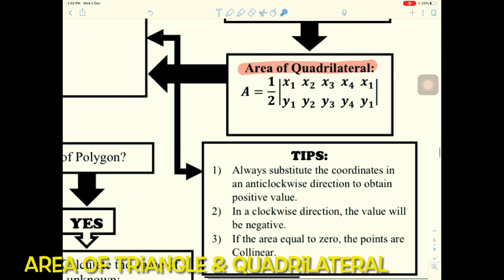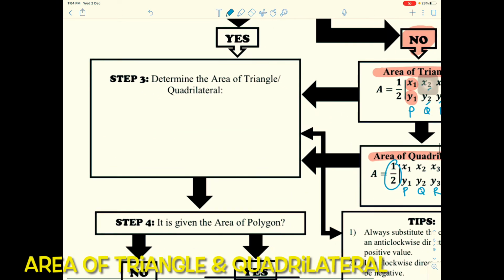As well as the area of a quadrilateral, if you start with x1, y1 and finish back at the beginning, let's say points P, Q, R and S, and then return back to point P, times modulus times 1/2. Now let's continue with step 3. Determine the area of the triangle or quadrilateral. From here we are not going to find the area of a quadrilateral, but of a triangle.